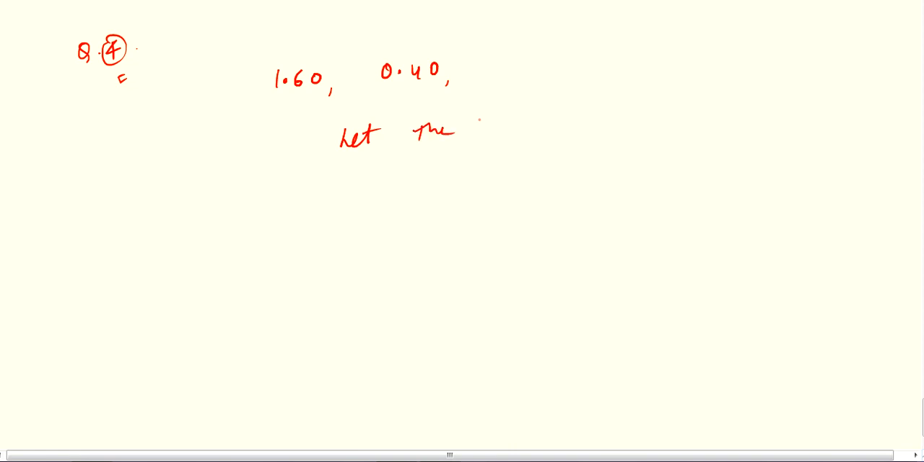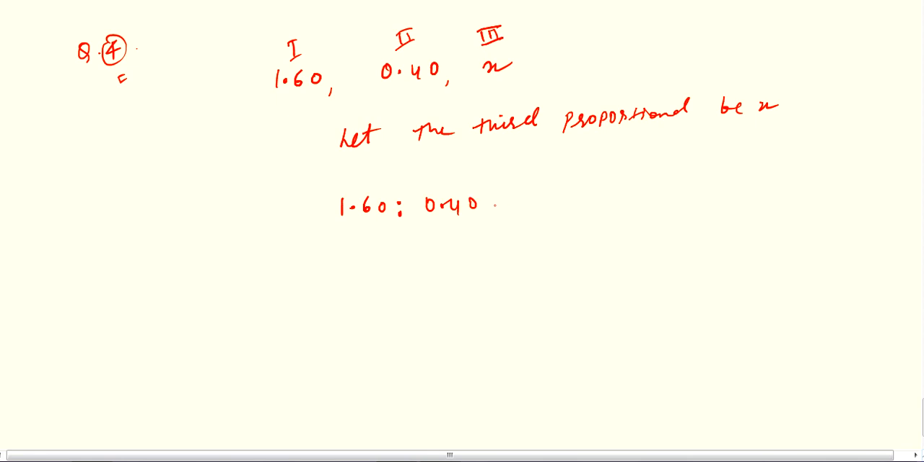Let the third proportional be x. So this is the third proportional. This is the first value, the second value, and this will be the third value. The third value will be x. So 1.60 is to 0.40 as 0.40 is to x.